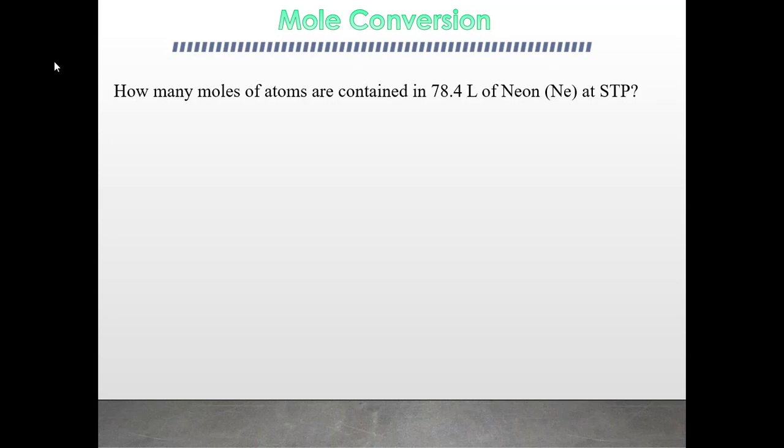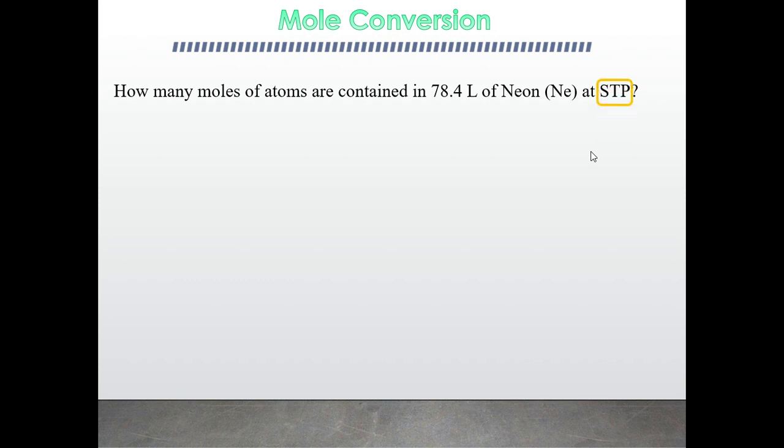All right, so in this particular mole conversion video, we have the first problem here. It says how many moles of atoms are contained in 78.4 liters of neon, or Ne, which is a gas at STP, standard temperature and pressure. So there are a couple ways to do this. I like this first approach because it uses stoichiometry strategies.